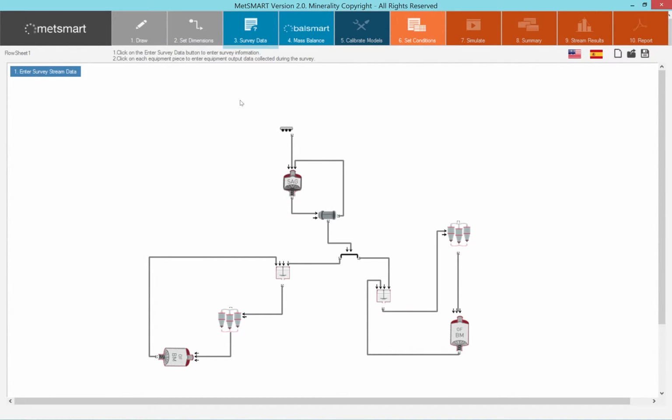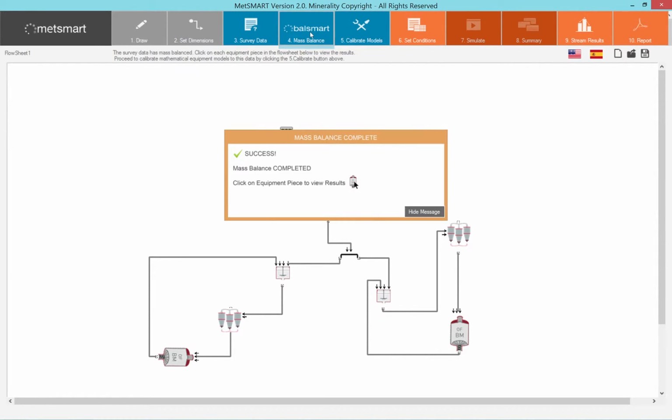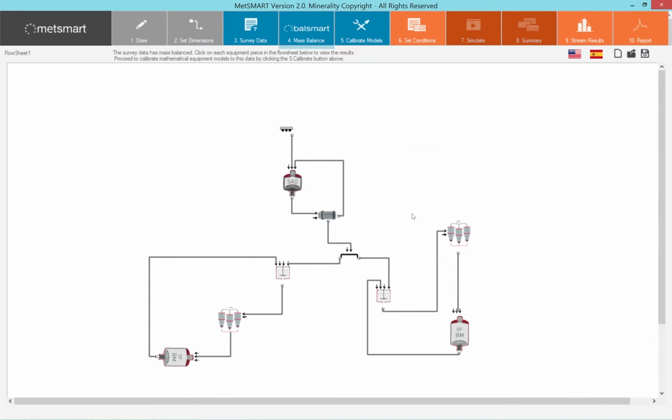After the survey data information has been entered, we are ready to perform a mass balance. So in order to do the mass balance, we have to click on the MetSMART button. MetSMART is the mass balancing component of the MetSMART software. After clicking the button, a message appears within a few seconds to tell us that a mass balance has been completed. So the first equipment piece that we will check is the sagmill.